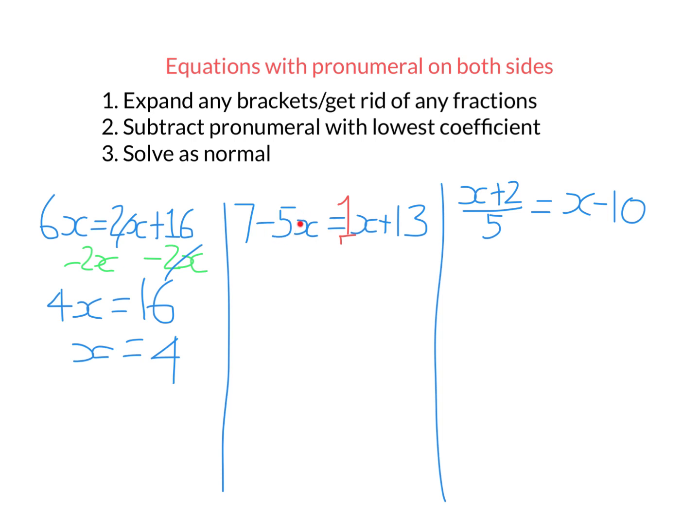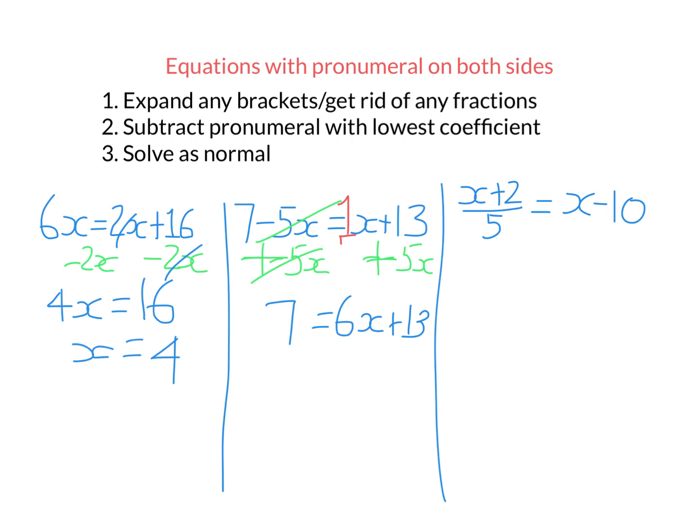This one has the lower coefficient, so I'm going to subtract it from both sides. What I'm going to do is subtract negative 5x from both sides. But remember, subtracting a negative is the same as adding. What I'm actually doing here is adding 5x to both sides, because minus 5x and plus 5x cancel each other out. I'm left with 7 equals 1x plus 5x is 6x, and I leave the 13 alone. 13 and 5x are not like terms, so I can't add them.